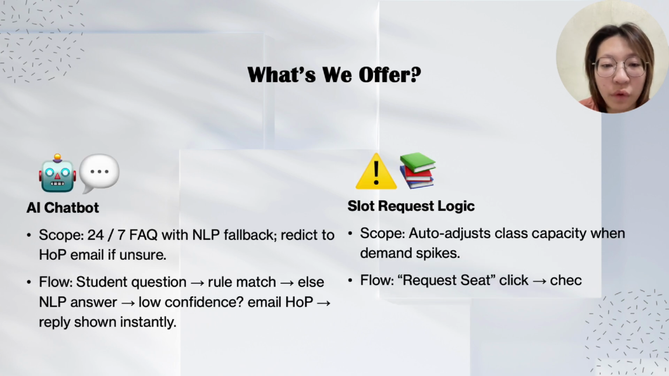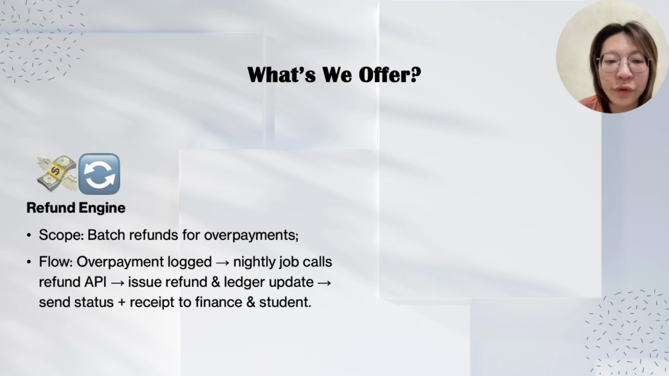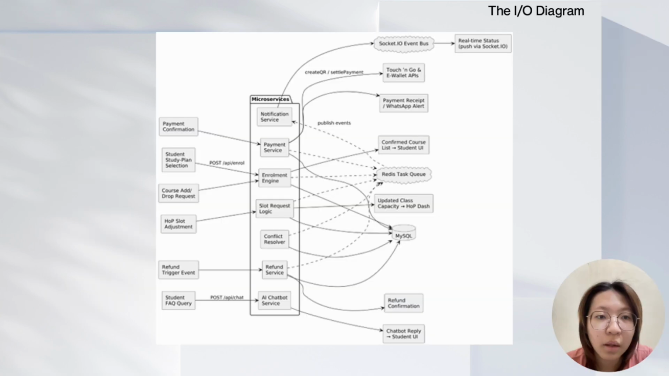An AI chatbot with a 24-hour FAQ with NLP fallback, with hard-coded answers or redirect to the HOP email if unsure about the answer. Slot request logic that auto-adjusts the class capacity when demand spikes. A refund engine with batch refund for overpayment, as now the finance department does manual refunds.